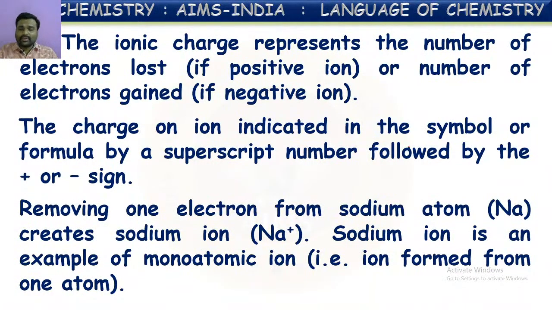For example, removing one electron from a sodium atom creates a sodium ion. Here we can see the sodium ion is represented as Na with a superscript plus, that represents plus 1. It means the sodium ion is formed by the loss of one electron by the sodium atom. So the sodium ion is an example of a monoatomic ion, that means the ion formed from one atom of sodium by the loss of one electron.